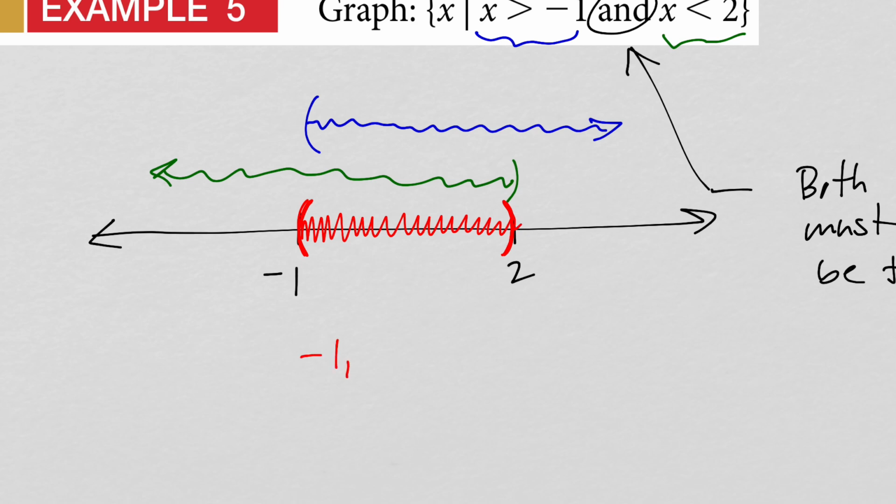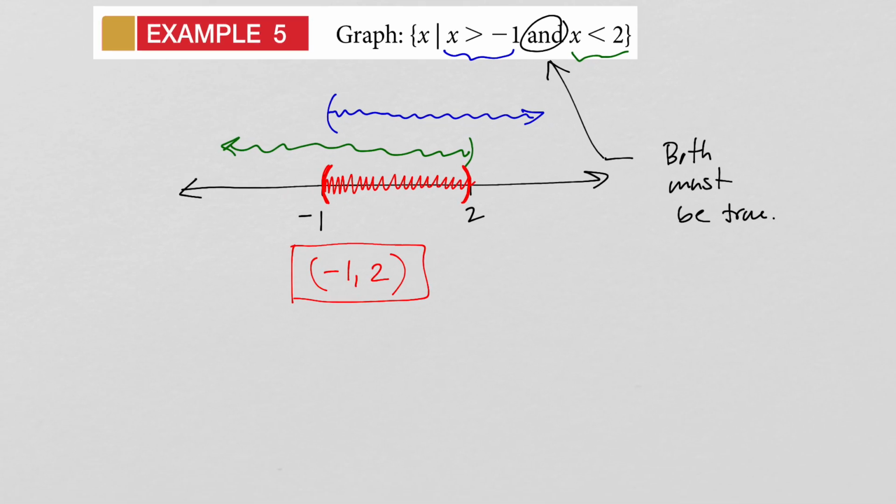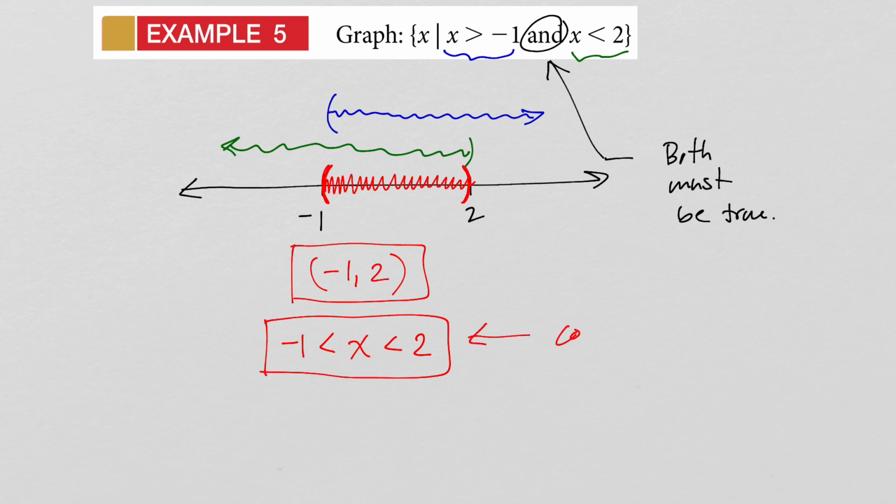And so in interval notation, that would look like this. Now, you can also express this in inequality notation. We are simply taking all the numbers x that are less than 2, but also bigger than -1. And this notation here is called a continued inequality. Now, again, I want the answer in interval notation, but we should understand both of these just for clarity.